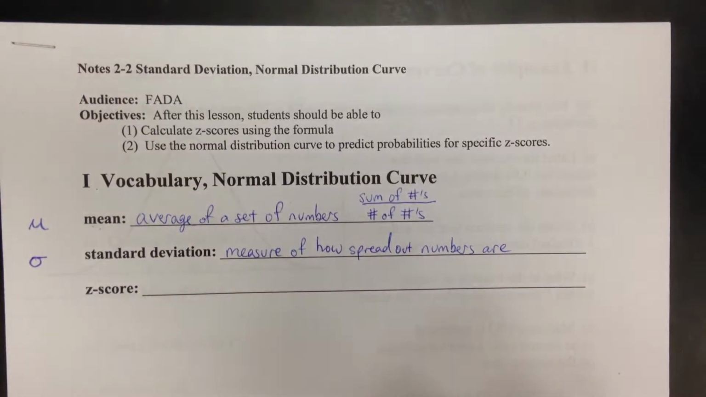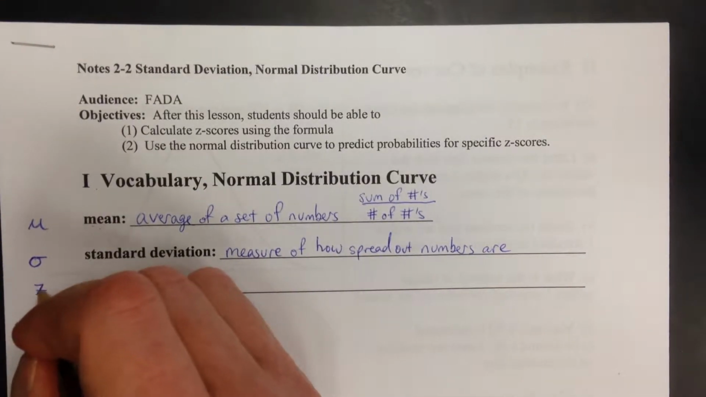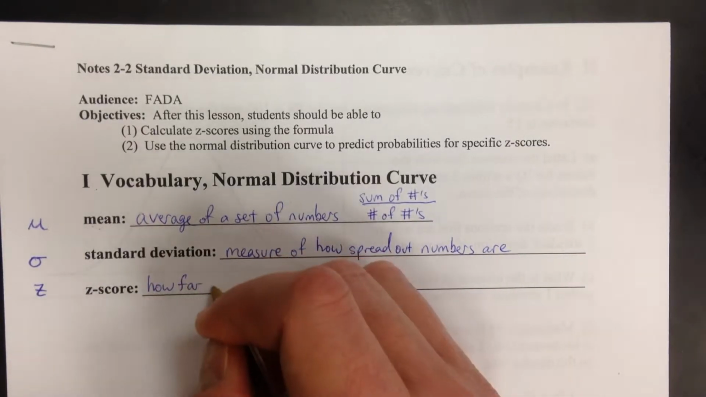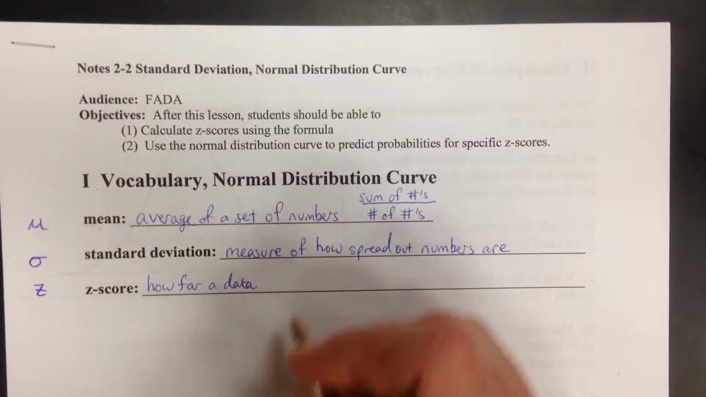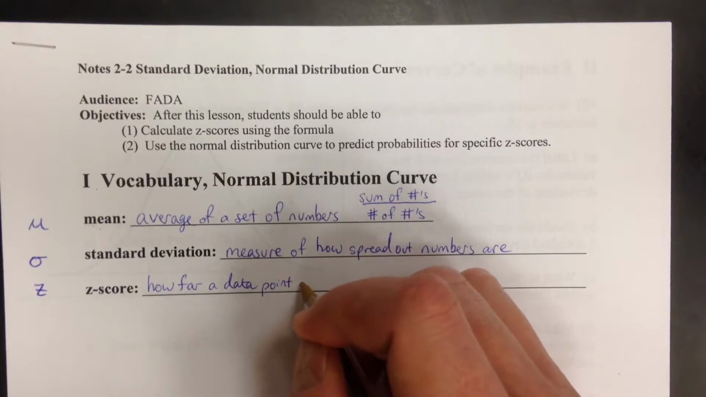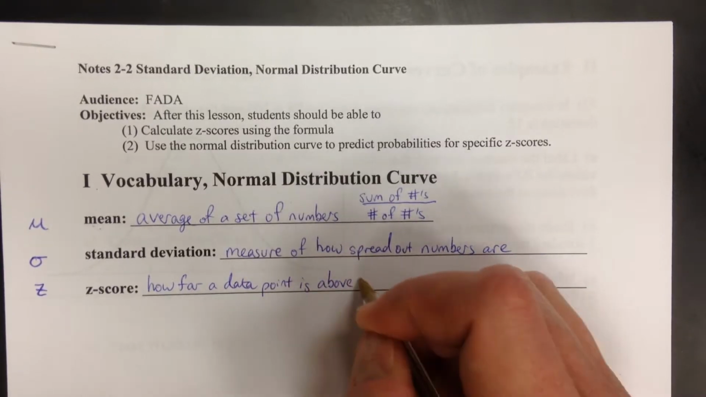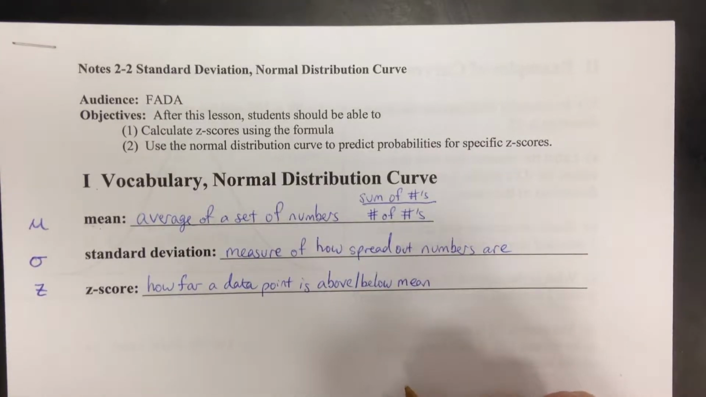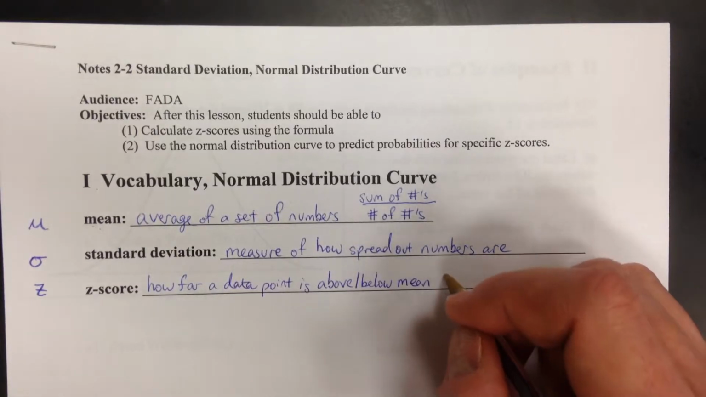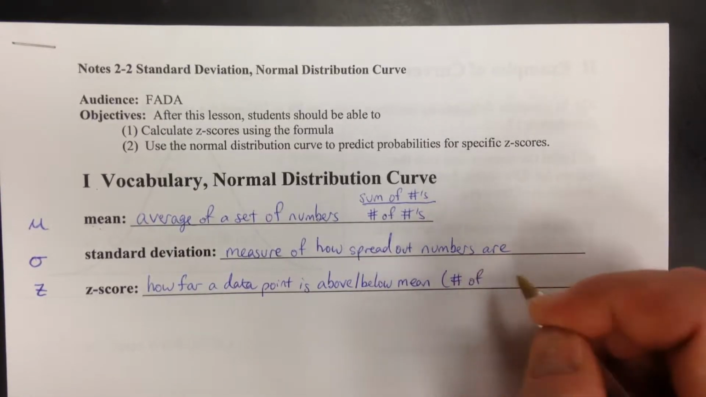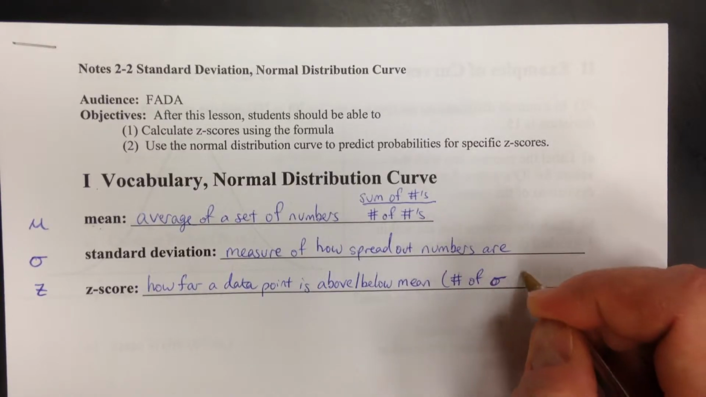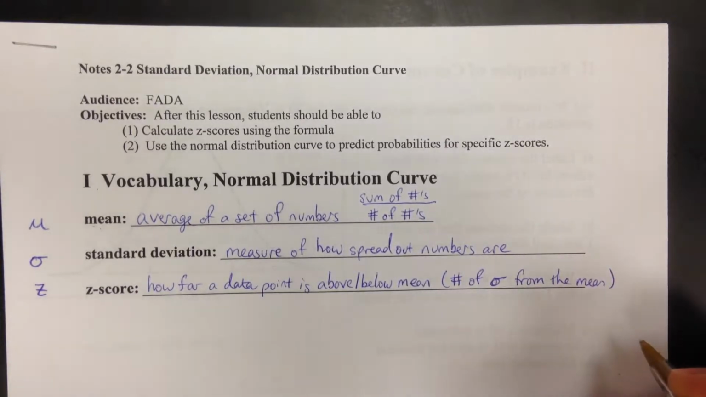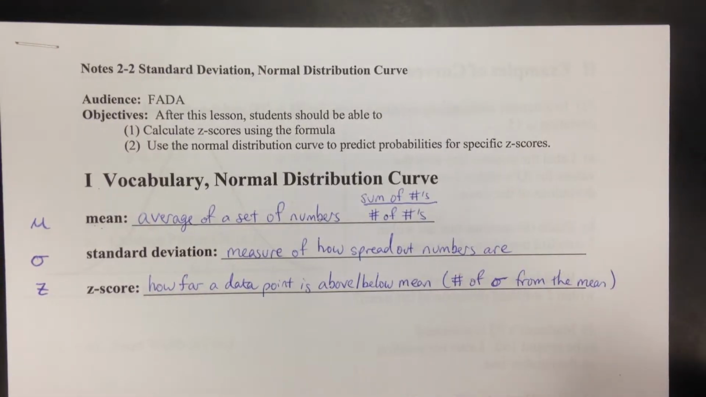And then what the z-score represents, and we'll use just the letter z for that, is how far a data point is above or below the mean. Another way to think about it, it's the number of standard deviations from the mean. How far are you from the mean? Are you above it? Are you below it? And by how much?